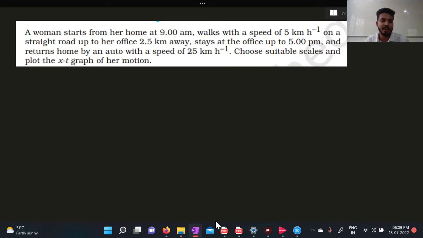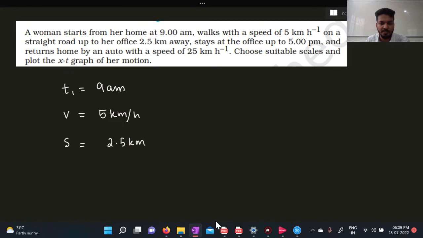Okay, next question. It says a woman starts from home at 9 a.m., walks at a speed of 5 kilometers per hour on a straight road up to her office, 2.5 kilometers away. So let's first write down. Initially, the time is 9 a.m. She walks at a speed of 5 kilometers per hour, and the distance up to her office is 2.5 kilometers.